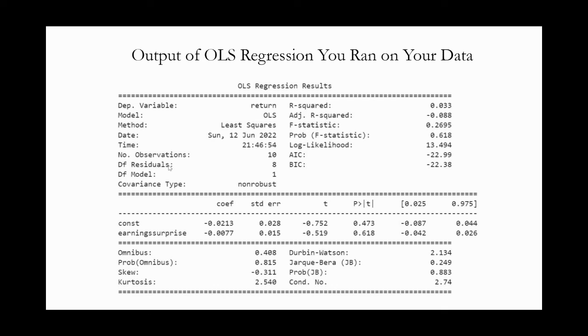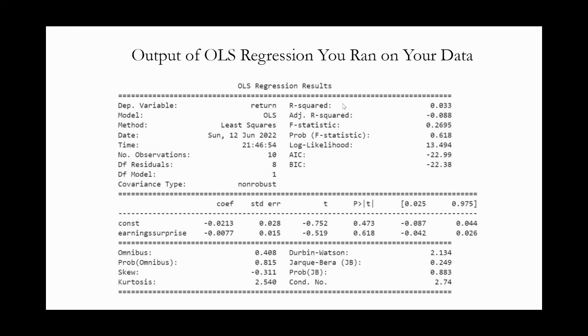Why? Well, we've got our number of observations up here, which is 10, right? Because I took the first 10 rows when running the regression, and as a result, this is not enough observations to really give us statistical significance.